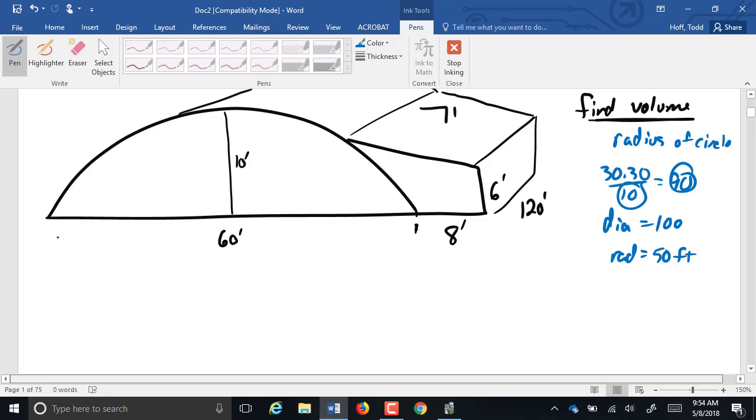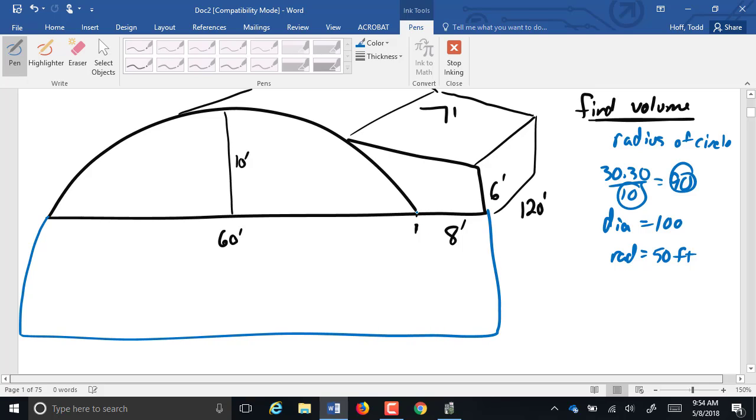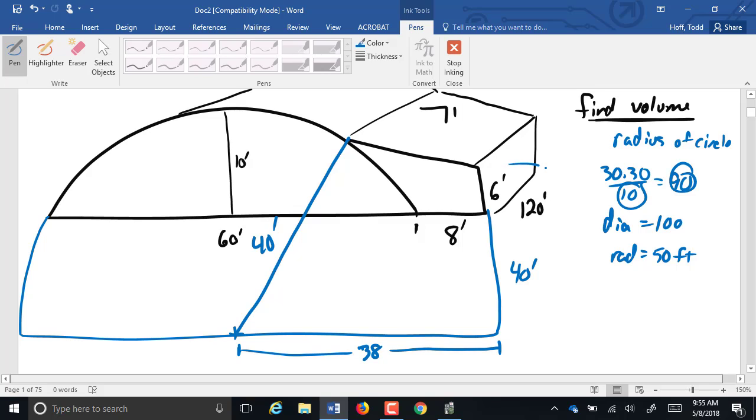So what that means is on the bottom of this, we're adding how much? 40 feet. So that's 40 feet. What's this distance here from here out? That doesn't change. It's still 38 feet, isn't it? And of course, this distance here is 46 feet.